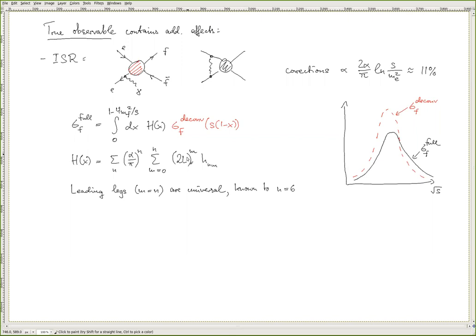But for a lepton collider, that's not the case. We can actually distinguish those two things, because we know the energy of the incoming electron and positron. They are set by the accelerator layout. And if a photon is radiated, that energy is reduced. So this is actually observably distinguishable. And if it's observably distinguishable, then this is something we also need to take into account in our predictions.